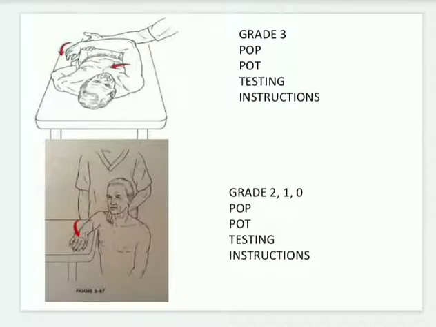Grades 2-1-0: the patient comes from supine to sitting in a gravity-eliminated plane. Position of patient is sitting, therapist in standing. Testing: move your arm backwards and frontwards through the range of motion. The instruction is, try to move your arm across your chest, forward or backward. Grade 2 is the gravity-eliminated plane, and grade 1 is a flicker of contraction. Grade 0 is no contraction.